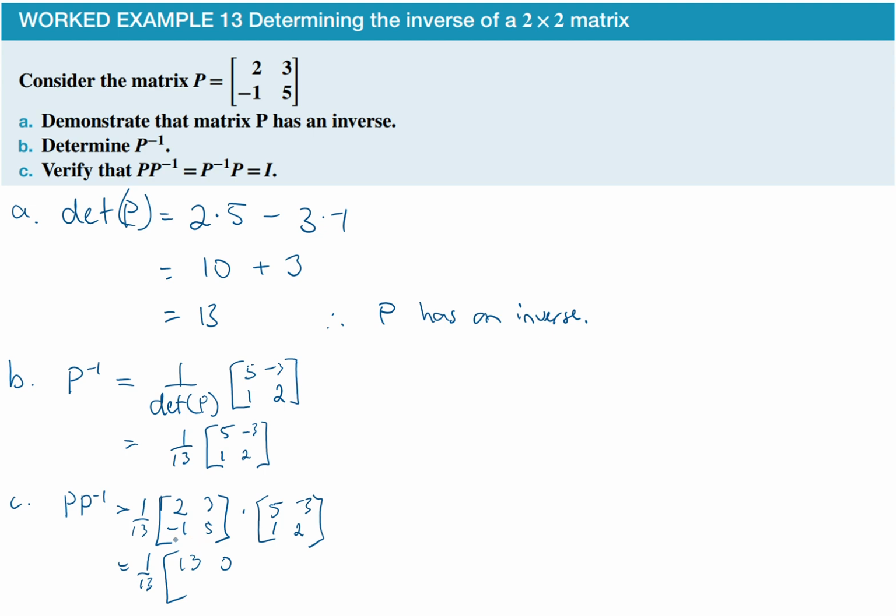Let's double check the bottom row now. Negative 1 times 5 is negative 5, plus 5 times 1 is 5. So yes, the answer is 0. And then negative 1 times negative 3 is positive 3. 5 times 2 is 10. Positive 3 and 10 is 13. Okay, and then when we multiply that through, we get 1, 0, 0, 1. The identity matrix. Done.